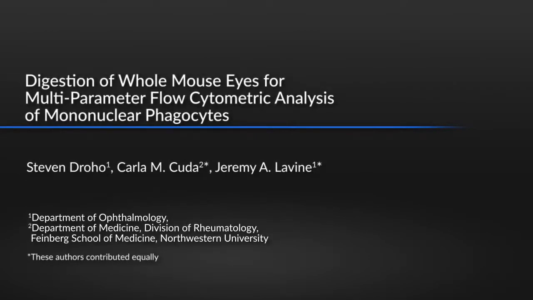This protocol is designed to digest whole mouse eyes into a single cell suspension for multi-parameter flow cytometry of mononuclear phagocytes, which include macrophages, monocytes, microglia, and dendritic cells. The main advantage of this technique is the ability to use quantitative analysis of fluorophore intensity to differentiate closely related cell types using cell surface marker expression.